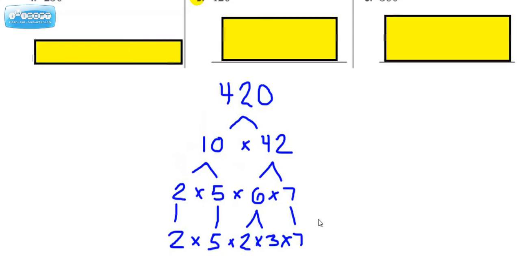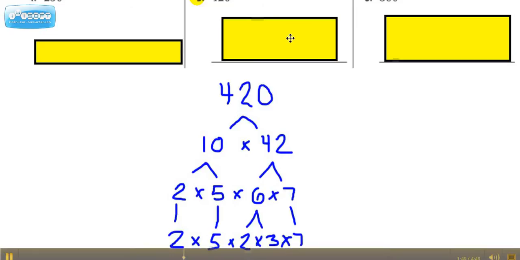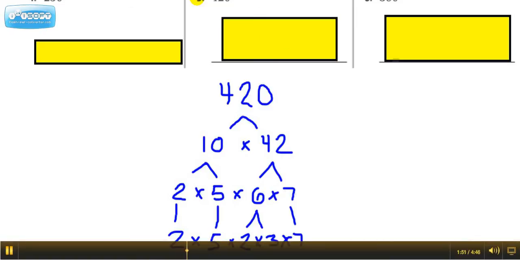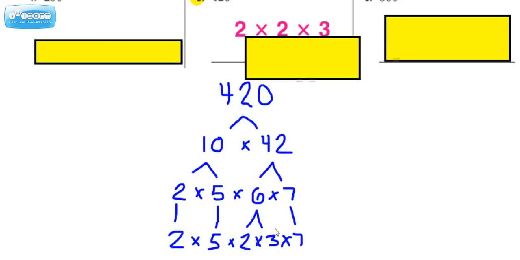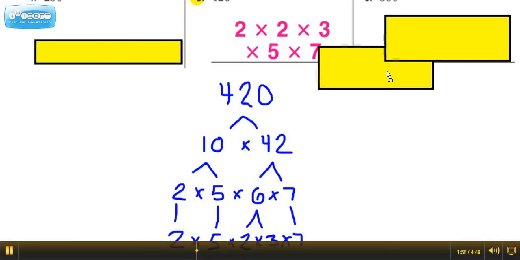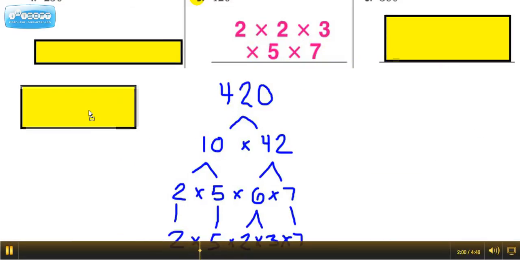So we're all set. The only thing left you have to do, teachers usually like you to organize them from least to greatest. So we have a couple of 2s. We have a 3, we have a 5, and we have a 7. So do put them in order from least to greatest.